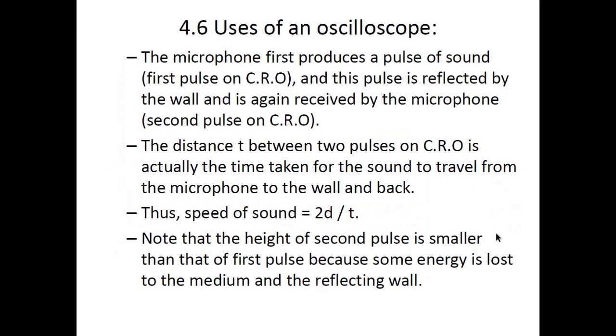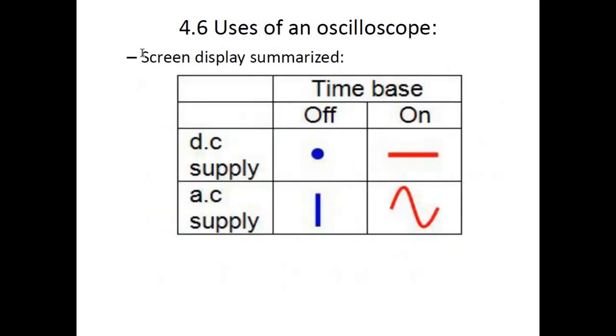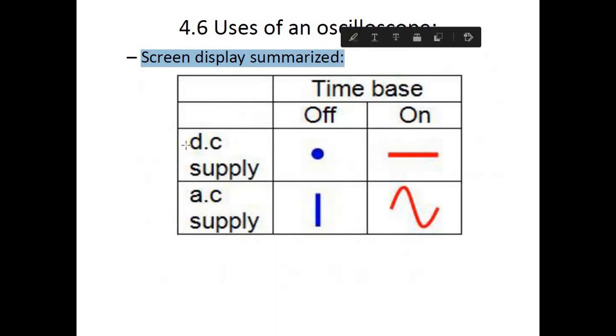Note that the height of the sound pulse is smaller than that. The second pulse is smaller because some energy is lost to the medium and the reflecting wall. This is a screen display summarized. If you are having a DC supply connected and the time base is on, you are going to get a dot.